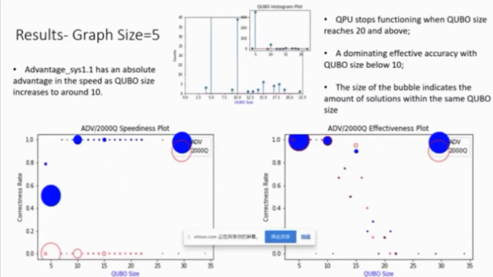For the graph size equal to 5, the results are taken from analysis over all problem instances the QPU time limit allows. We can see that the majority of the QPU's problems have size 5. The size of the bubble indicates the number of QPU problems with the same size. We can tell that the Advantage system has an absolute advantage in speed when the QPU size increases to around 10. The QPU stops functioning when the QPU size reaches above 20. For QPU size below 10, the QPU has abundantly effective accuracy.